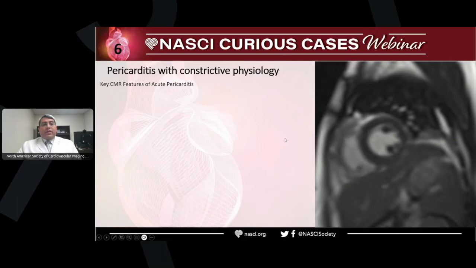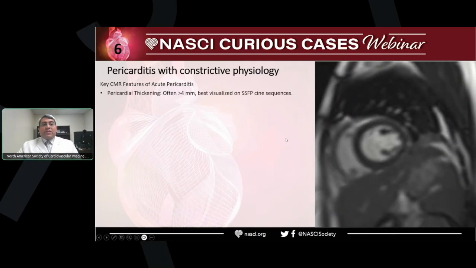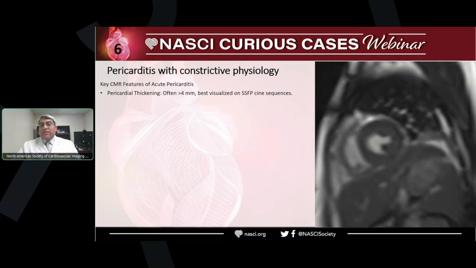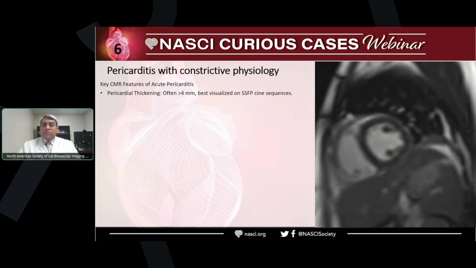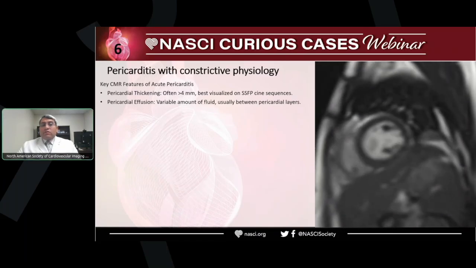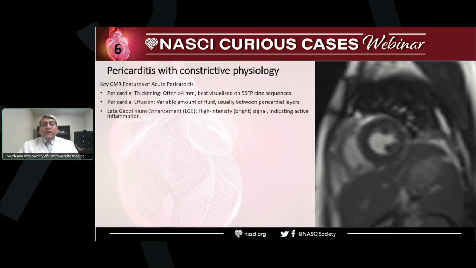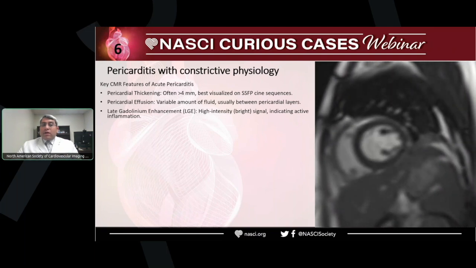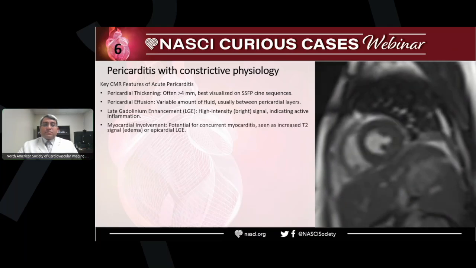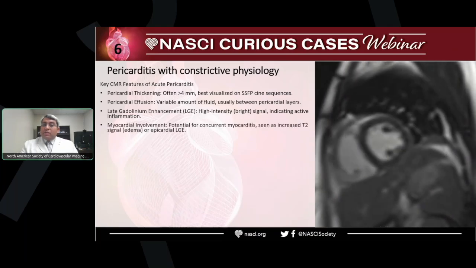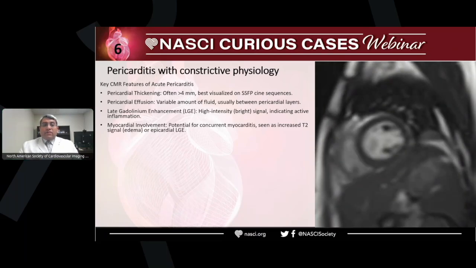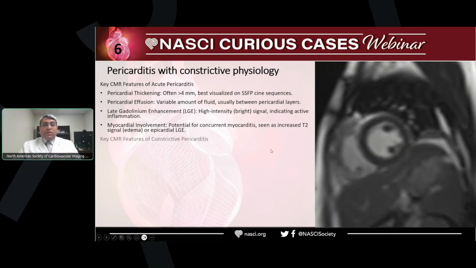The key CMR features for acute pericarditis are pericardial thickening, often more than 4 millimeters, best visualized in steady-state free precession or SSFP sequence; pericardial effusion, a variable amount of fluid, usually between the pericardial layers; and LGE, a high intensity bright signal indicating active inflammation. Myocardial involvement can be there, like perimyocarditis, if there is concurrent myocardial involvement.